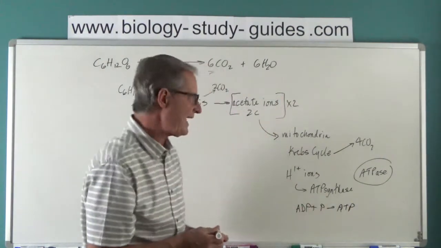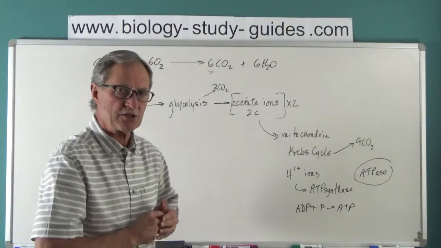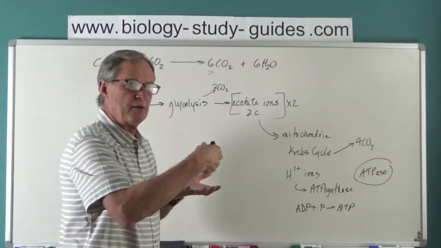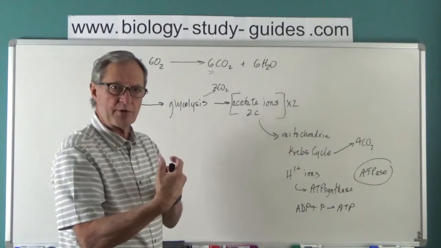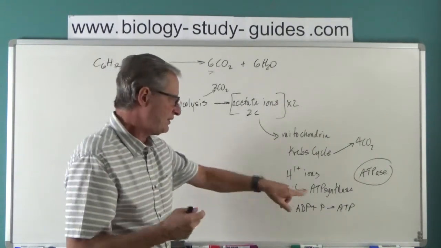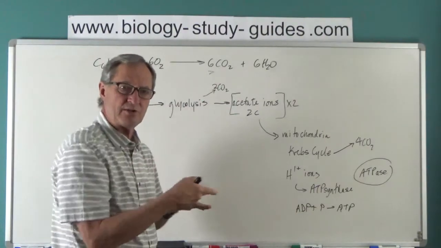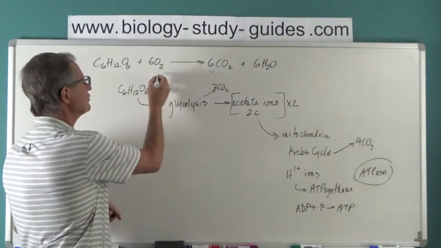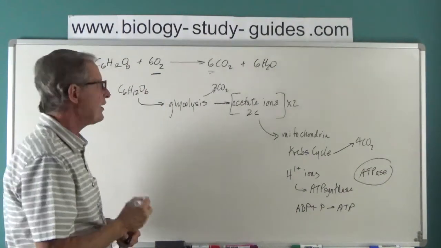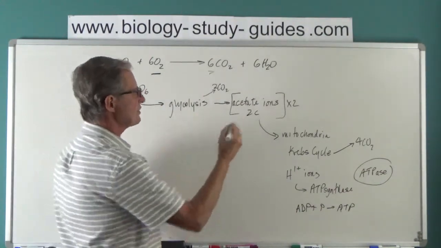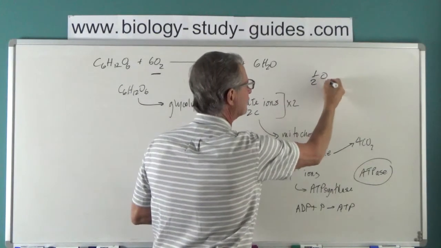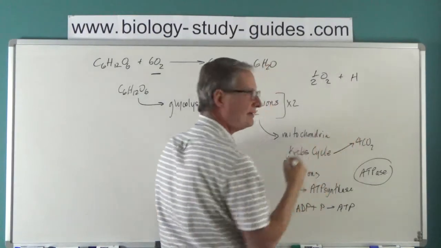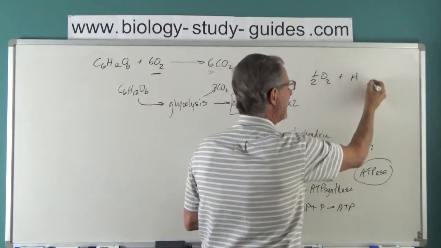And that's all fine and dandy, but what I haven't said anything about yet is what happens to the hydrogen ions. The hydrogen ions get moved from the matrix into the intermembranous space, and then they go through this ATP synthase enzyme back into the matrix. Well, lo and behold, inside the matrix, there's oxygen. And oxygen picks up the hydrogen. So we have 1/2 O2, really half of an oxygen molecule, plus a hydrogen ion, which becomes an atom, really.